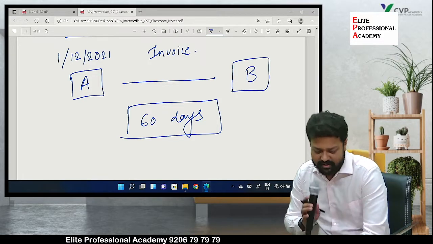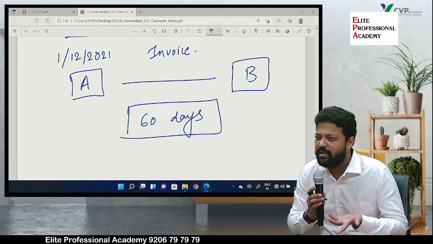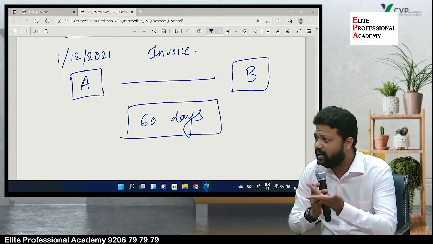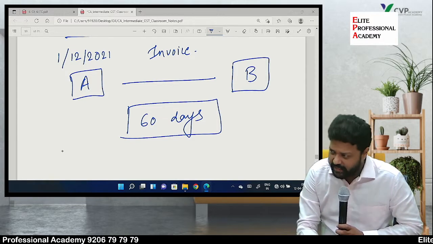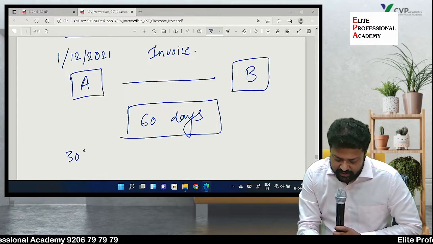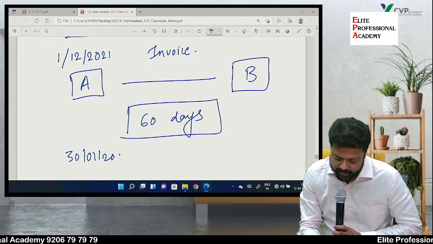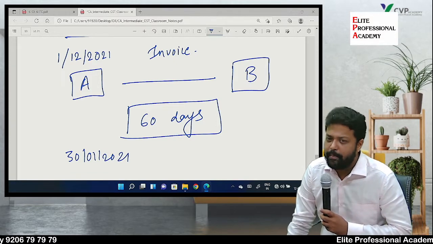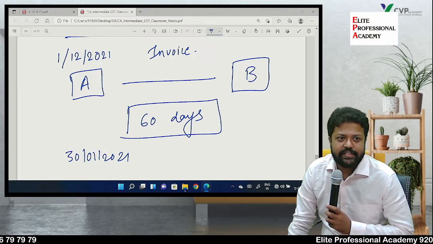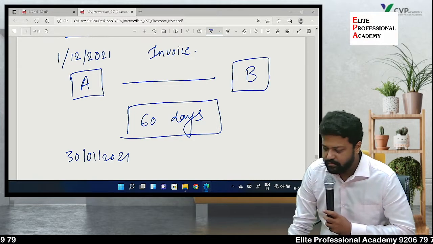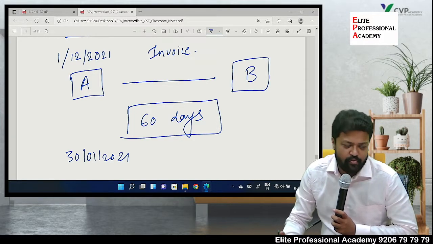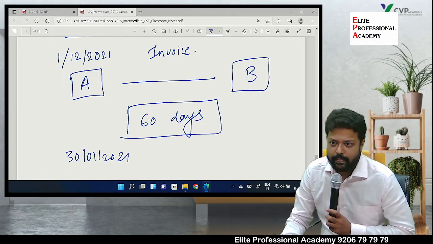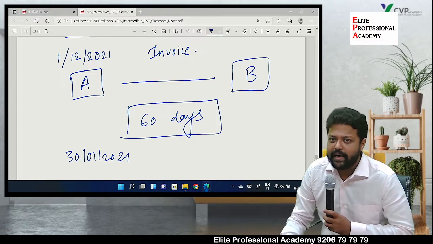Roughly calculate. December and January. So maybe 29th January or 30th January. Okay, 30th January. You write this date, please. 30th January 2022, by which the payment should be made against that invoice by the buyer to the supplier. Correct? Those are the terms agreed between buyer and seller.